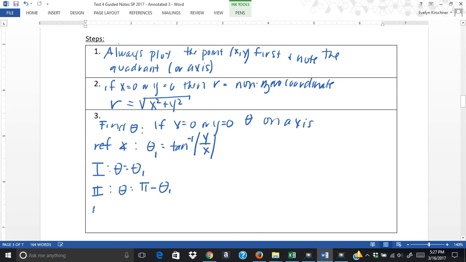If it's in the third quadrant, theta is going to equal pi plus that reference angle, theta 1. And if it's in the fourth quadrant, theta is going to equal 2 pi minus that theta 1, that reference angle. So it's really not that hard.